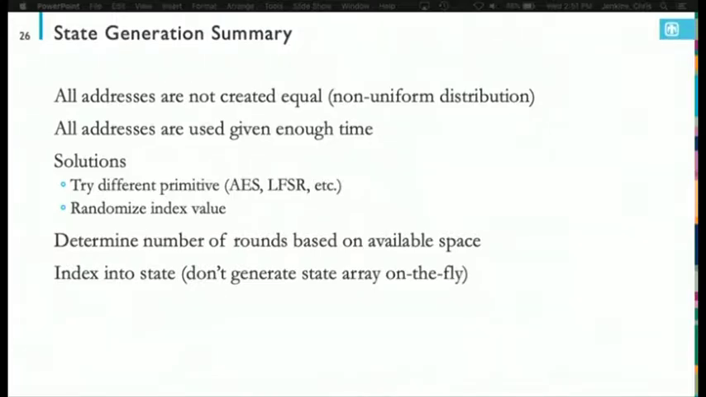So given what I've shown you about the algorithm, one thing that we've learned is that not all addresses are created equal. It's definitely non-uniform, with some dynamic addresses popping up more than others. But given enough time, all addresses will be used. And so what we may do in the future is look at a different primitive. So once again, this is based on HMAC, or a keyed message authentication code. We could look at symmetric ciphers such as AES, DES. We can look at a non-symmetric cipher, or something that's different, like a linear feedback shift register.